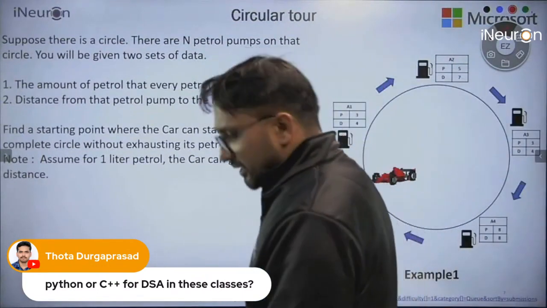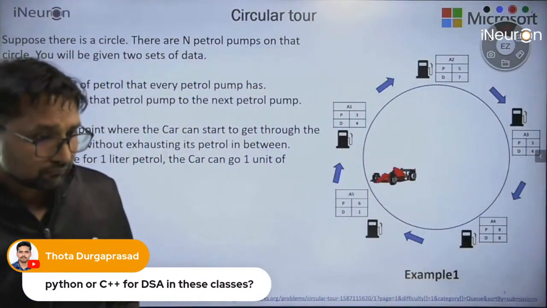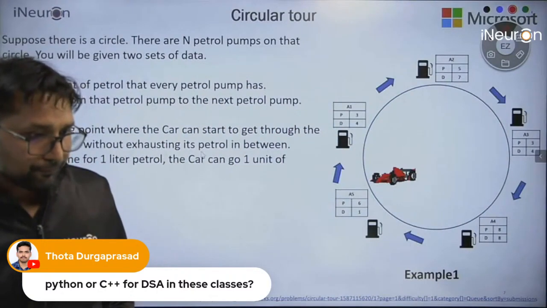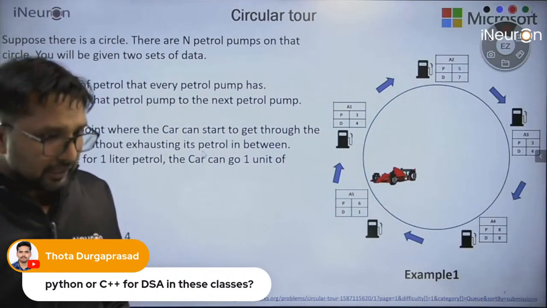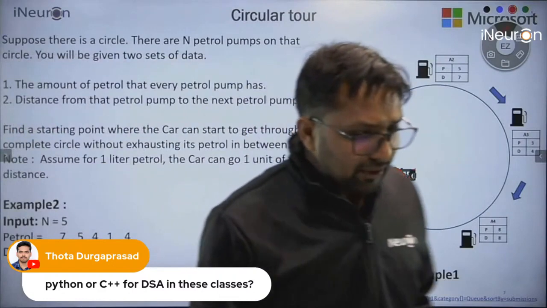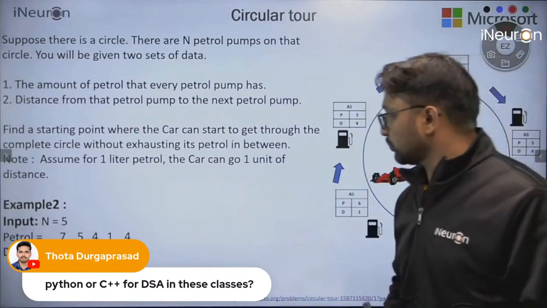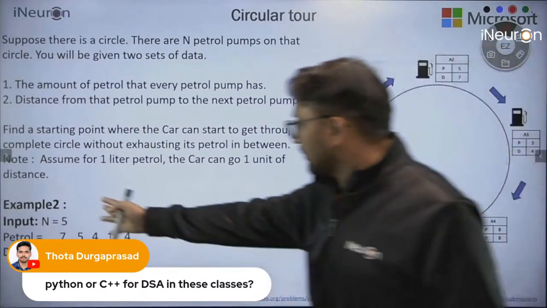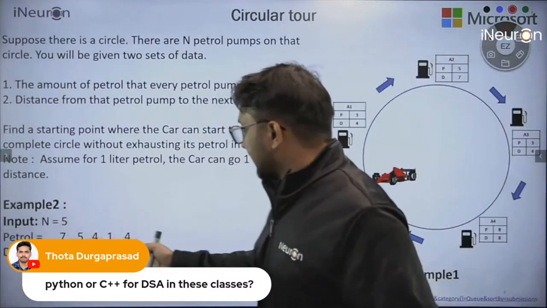So I hope the question is clear to you people. And if the question is clear, give me the output for the second example also. Then we will proceed. Can you give me the output for this second example also?